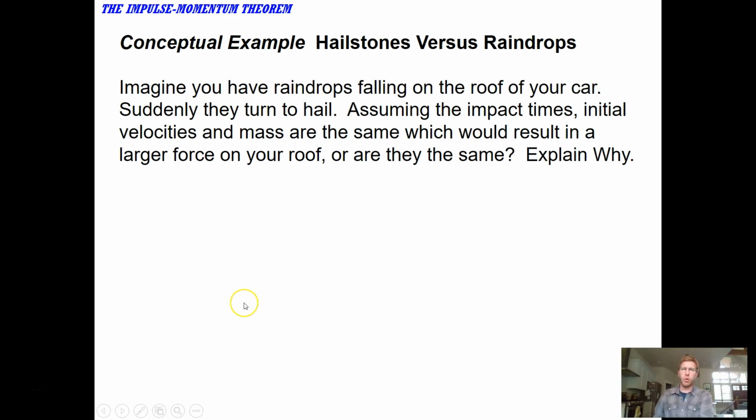So here's a conceptual question for you all. Let's say you're driving down the road. We used to have a car that had hail damage, so it's an applicable example, for my car is past.